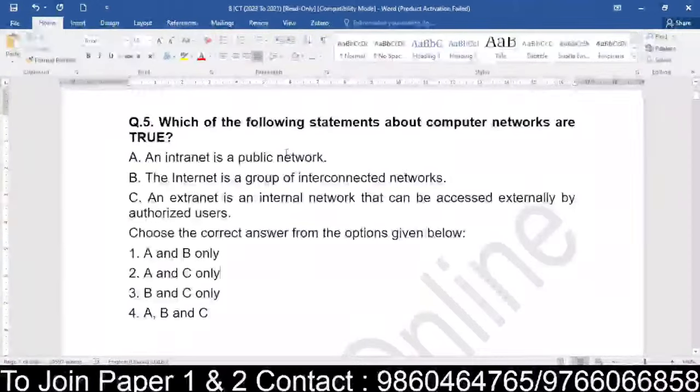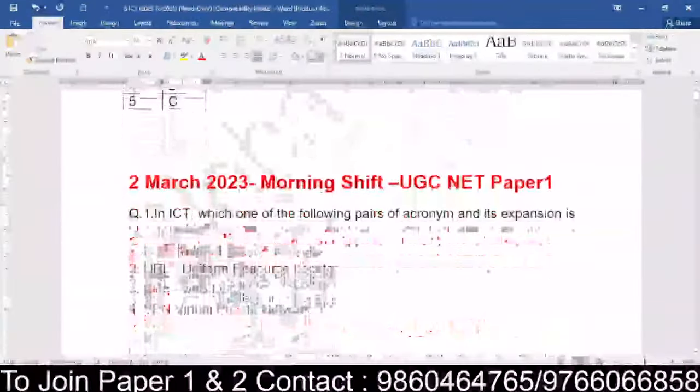Then we have the next: do you think the internet is a group of interconnected networks? Yes, so B is true. Wherever we have B, we have it in options 1, 3 and 4. But A is not the answer, so option 1 gets cancelled and option 4 gets cancelled. Ideally, your right answer should be 3. But let's still confirm. An extranet is an internal network that can be accessed externally by authorized users. Yes, that is right. So options B and C stand to be right, which is option number 3, right?